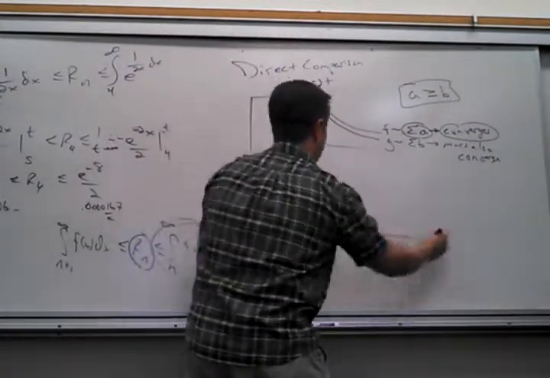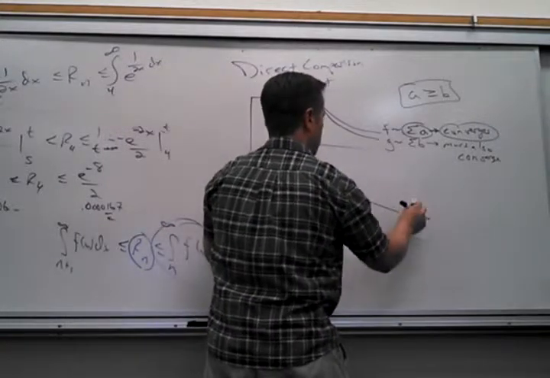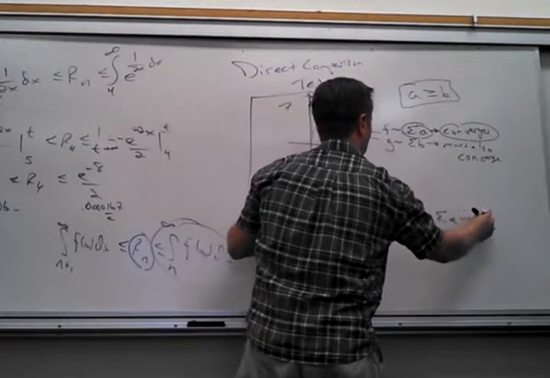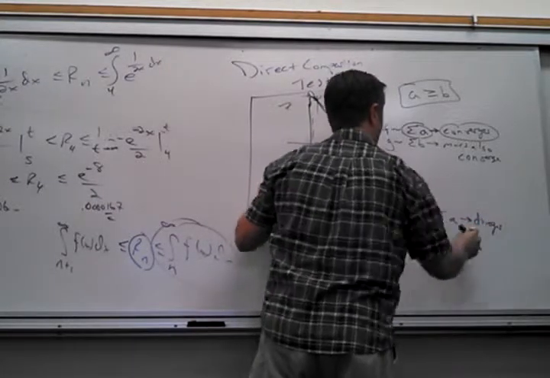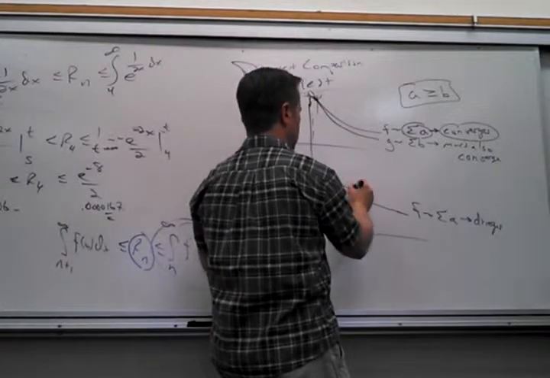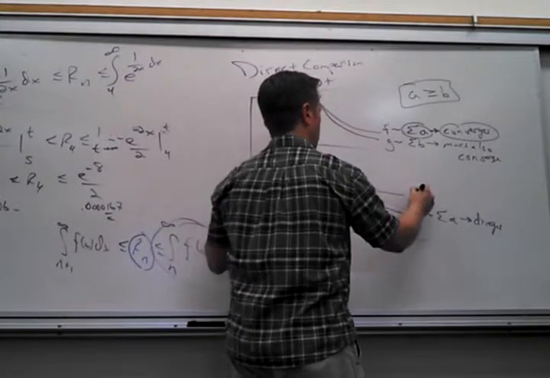If I had a function that I know diverges, and I have some other function that's always at least as big, let me put it up here.